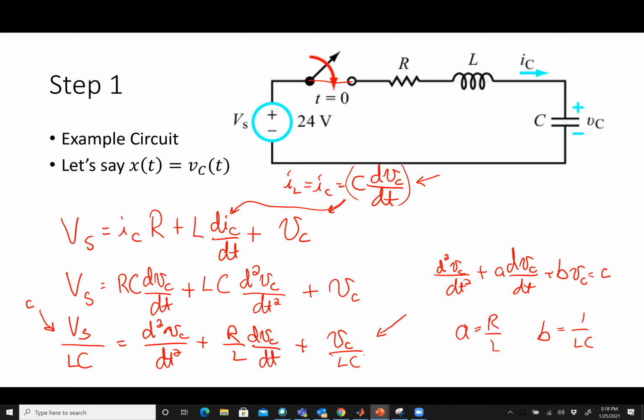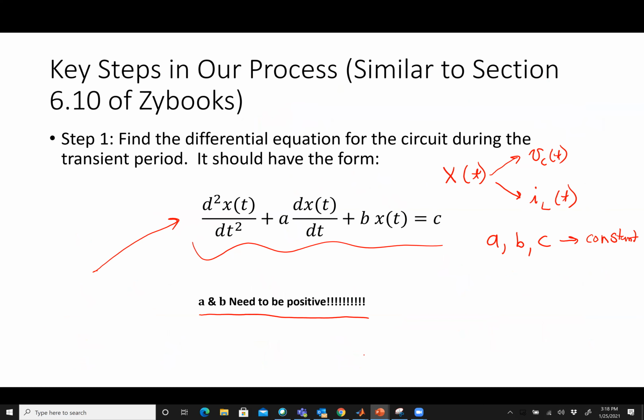I have a question. Yeah. So why did you divide by LC again? Sorry, I just forgot. I just divided it to get it into the standard form, right? Okay. Yeah, that's all it is.